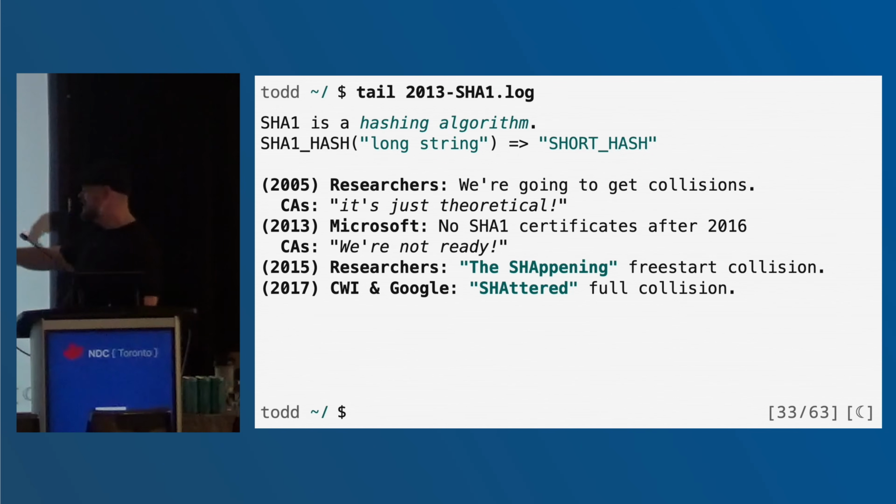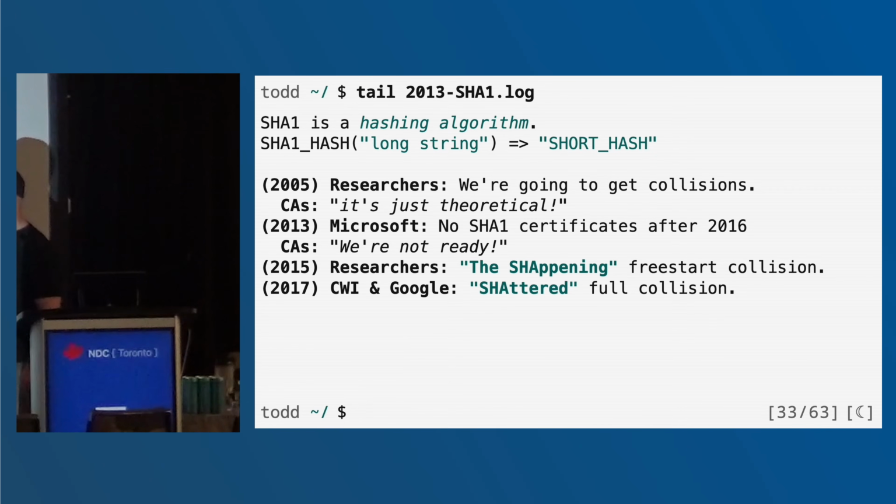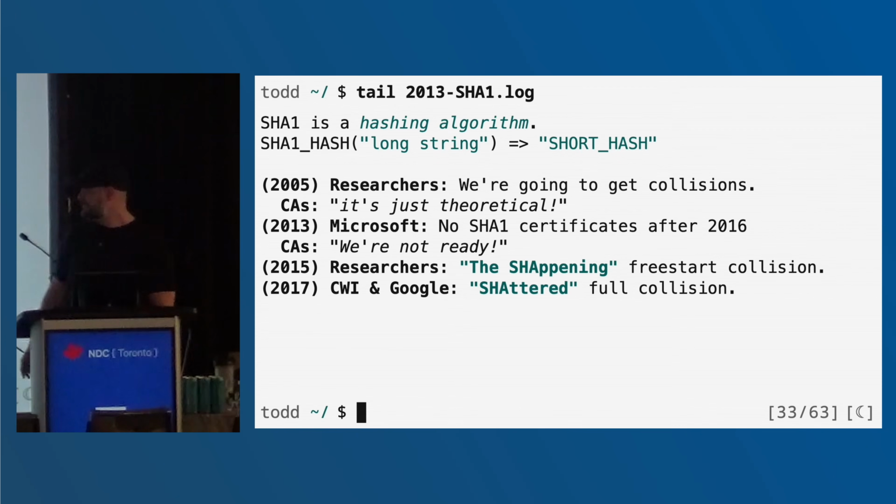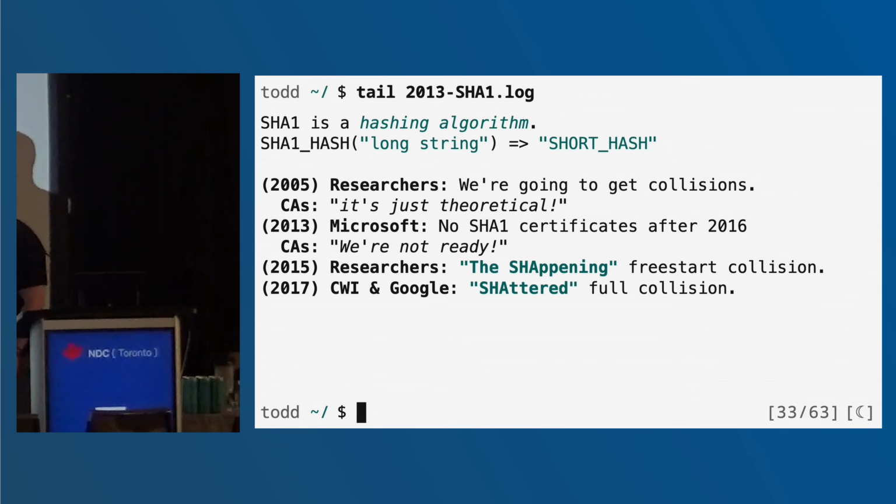In 2015, the SHAppening was the first free-start collision, where if you could control everything about how the certificate started, you could generate a collision. And then in 2017, Google proved out with SHAttered, generating a full real collision of SHA-1. In 2013, Microsoft said this was going to happen. It stopped at 2016. In 2017, it happened.